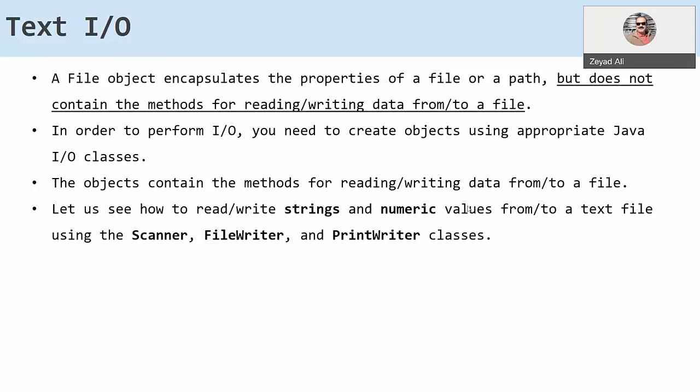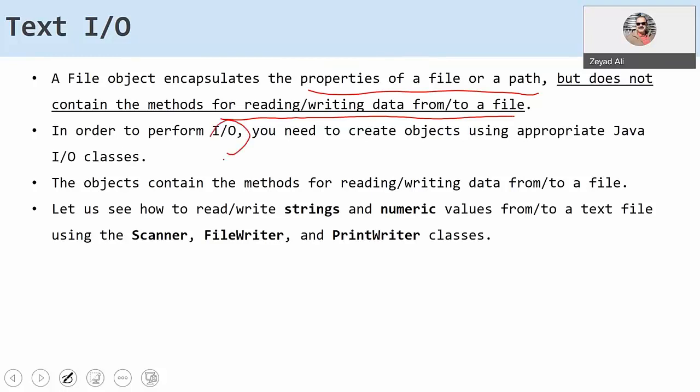A file object encapsulates the properties of a file, but does not contain methods for reading and writing data. We opened the file in the previous two examples, but we did not use it for reading or for writing. You do not use the file object itself for reading or writing. You need to use some other tools like what we call streams, input-output streams, not the file object. You do not write directly to the file object.